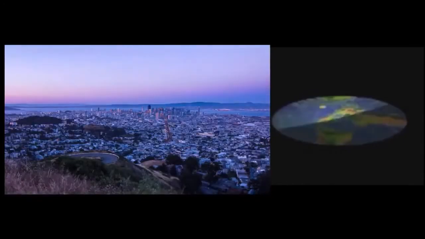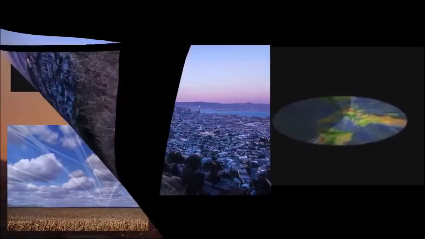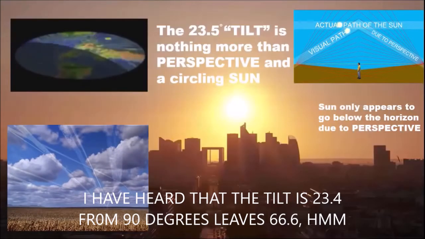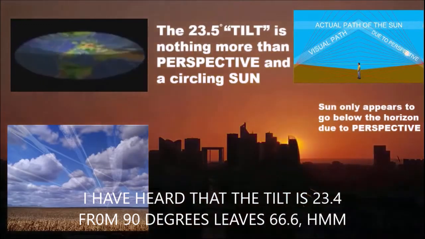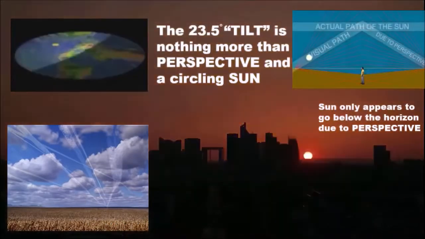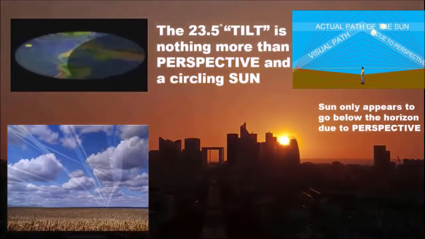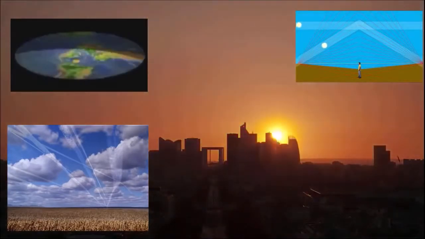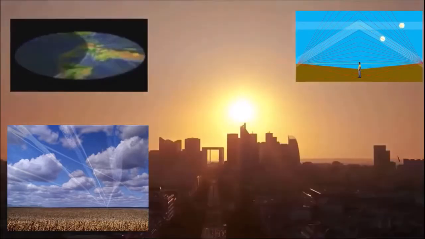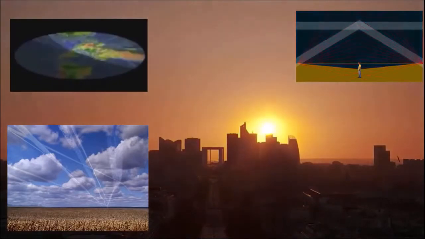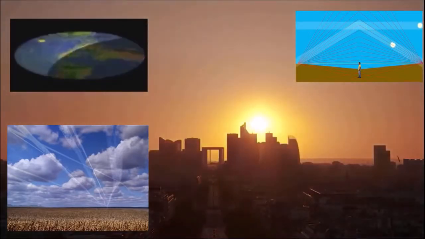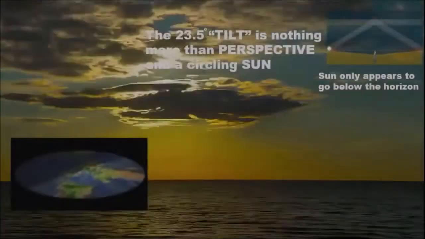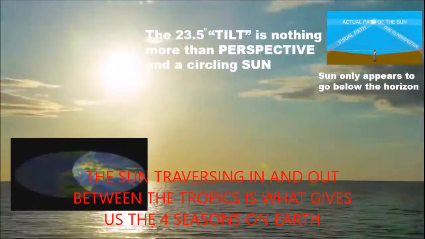Okay, next I'm going to show you how a sun that is circling over the Earth creates the horizontal aspect of the sun. If you combine that with perspective, which creates the up and down of the sun, the rising and the setting, you get the 23.5 degree tilt that they talk about. It's nothing but perspective and the circling sun. There's another sun sweeping out a big circle.